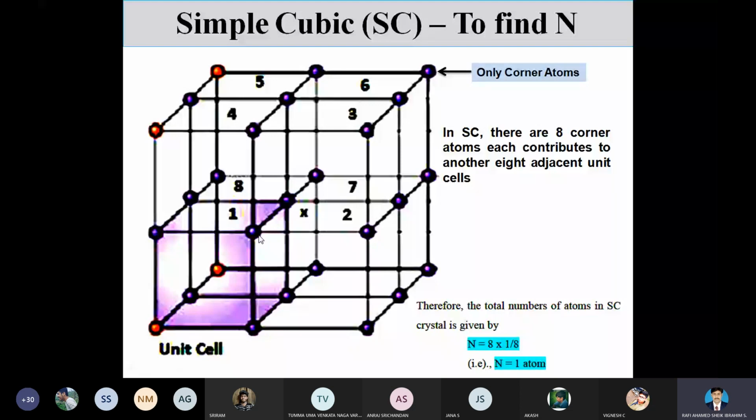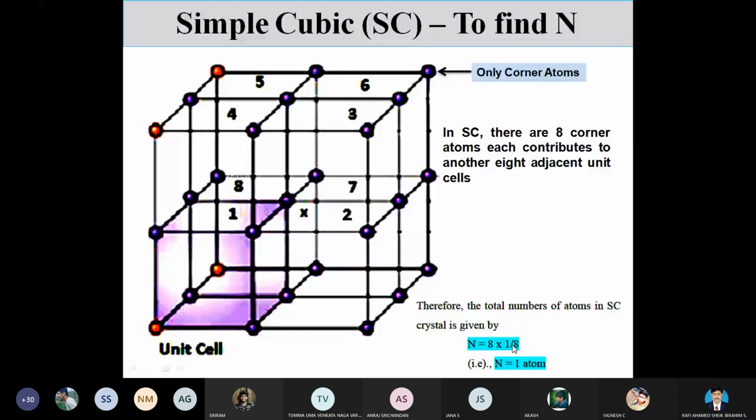So that's why we write N, the total number of atoms per unit cell, as the number of atoms present in the unit cell. In a unit cell, we have a total of 8 corner atoms.